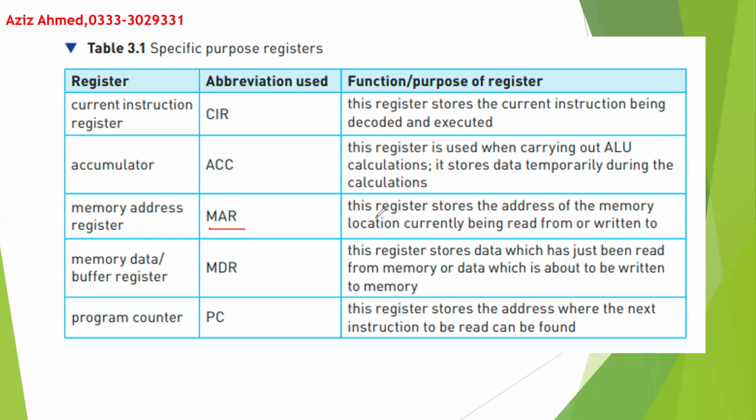Now MAR, this register stores the address of the memory location currently being read from or written to. So basically in RAM there is a location or address which is generated for any instruction, for any data. This register holds the address of the data which has to be processed. And the data itself is stored in MDR. This register stores the data which has just been read from memory or data which is about to be written into memory. The actual data is held by the MDR.